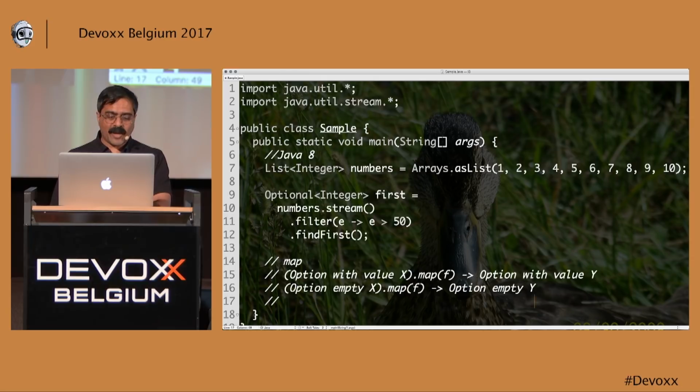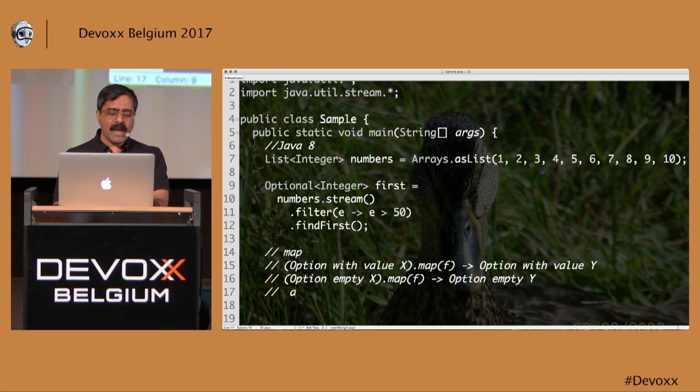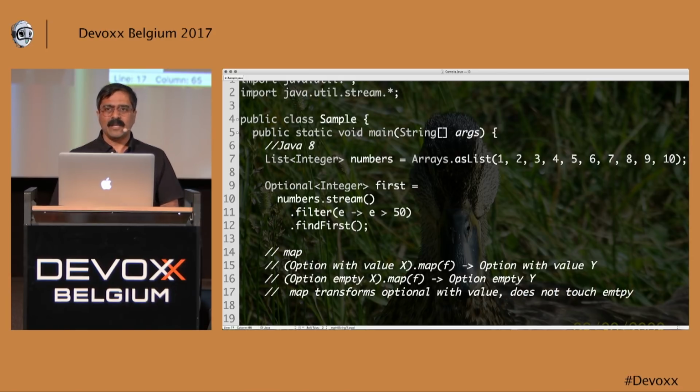So here's the way to summarize what we just saw here. Map transforms optional with value, but does not touch empty. That's what it really is, right? When I said does not touch, it did a type transformation, but it didn't really do anything useful with it. That's the way map works on optional, on the empty.